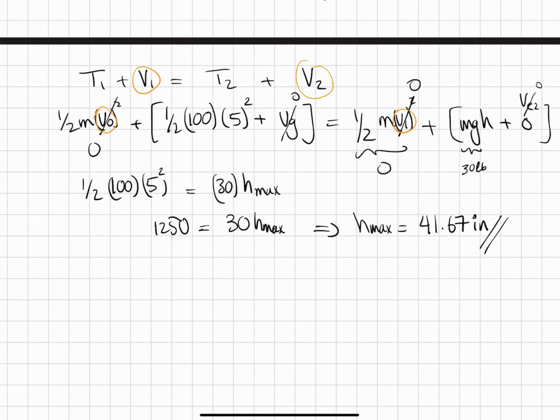And that's it. That's the maximum height of flight before the mass begins to move downwards due to gravity.